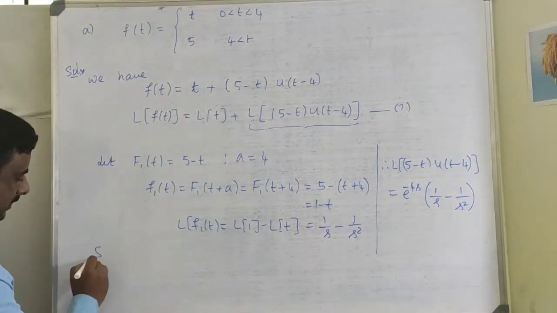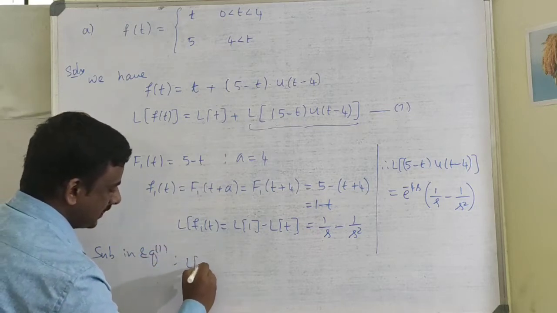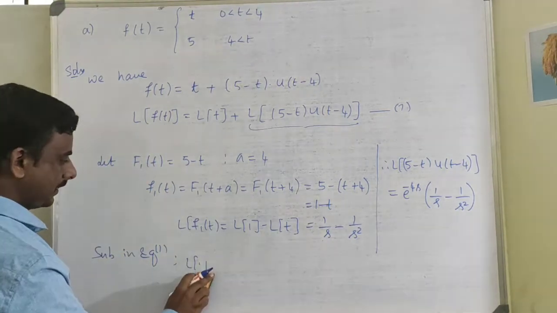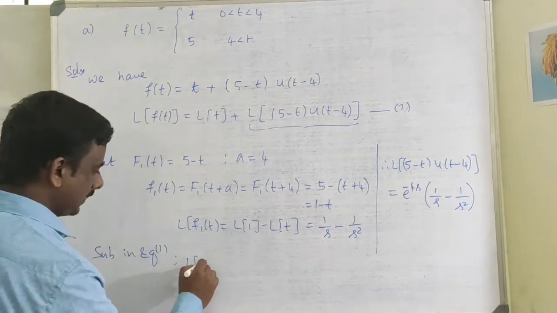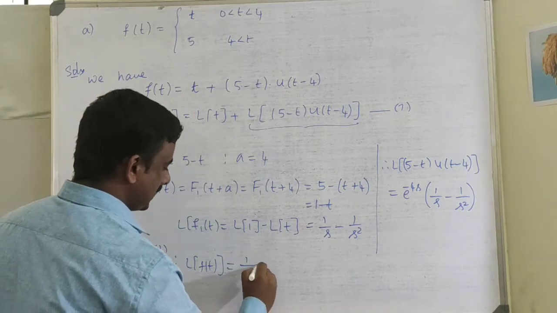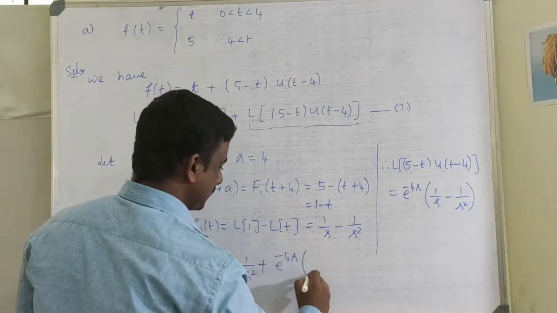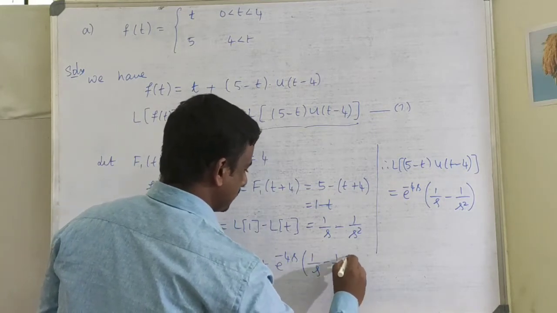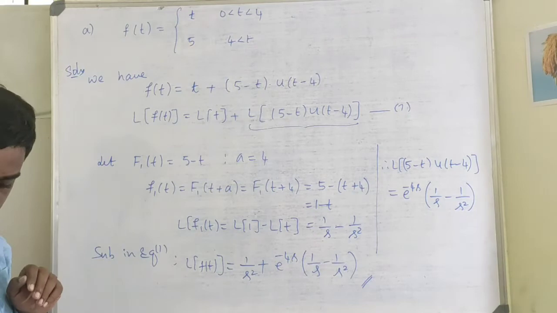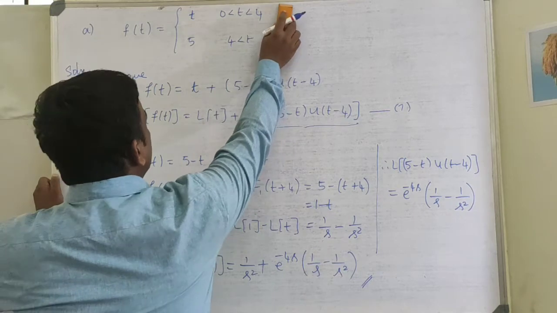Now substituting this in equation 1, the Laplace transform of f of t is the Laplace transform of t, 1 by s square, plus the Laplace transform of this term that we have computed here, e power minus 4s into 1 by s minus 1 by s square. So that is the Laplace transform of the function f of t equal to t if t lies between 0 and 4, and 5 if t is greater than 4.